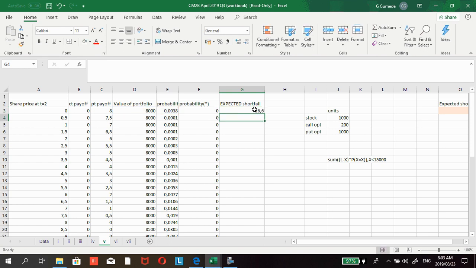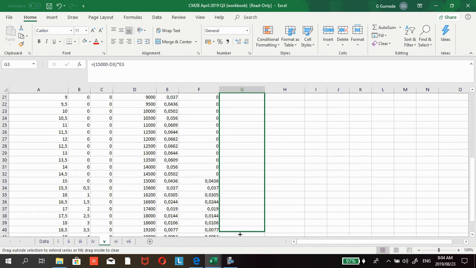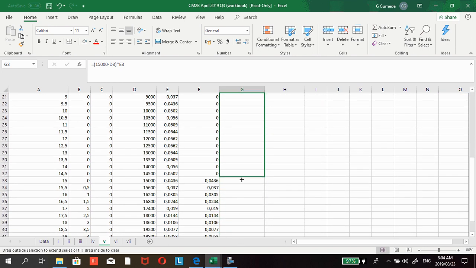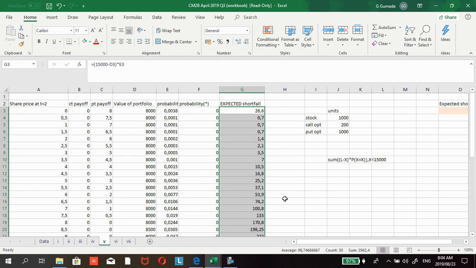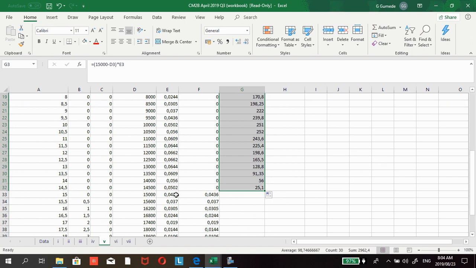Now I need this for values less than 15,000, so I'm going to drag this down. Dragging this down, you can see that at this point here we have 15,000. I must not include this 15,000 because these are the values of X less than 15,000, so I won't include this.